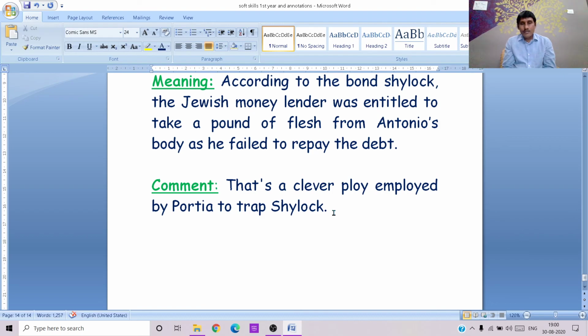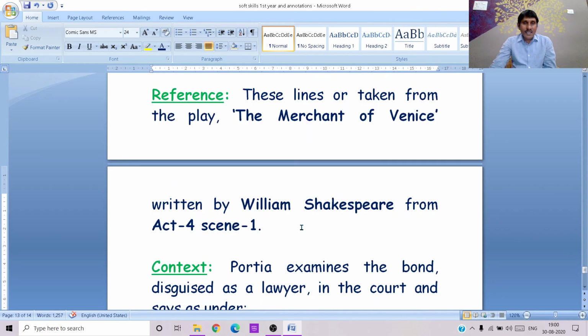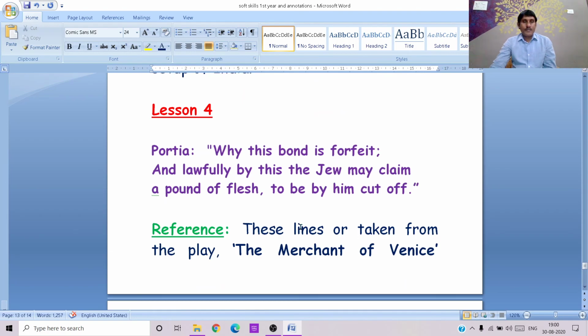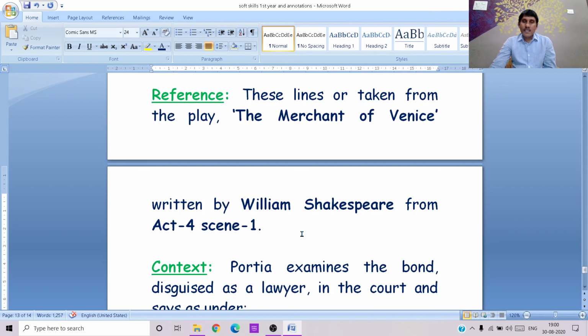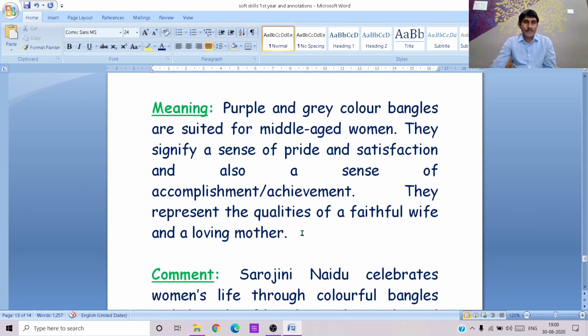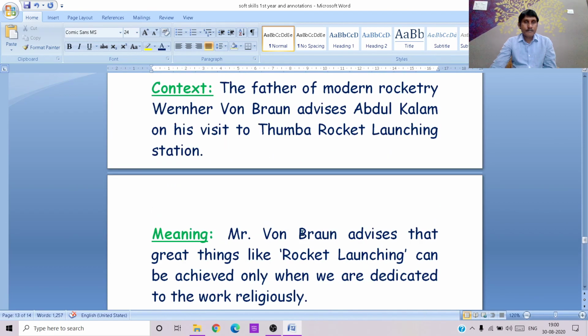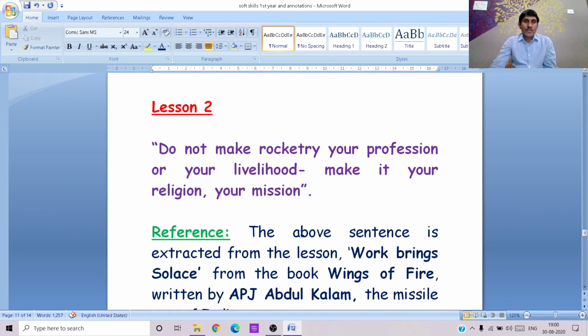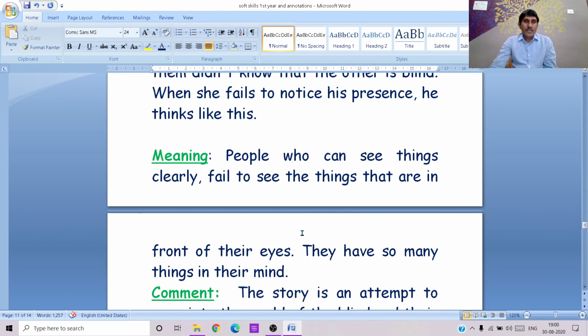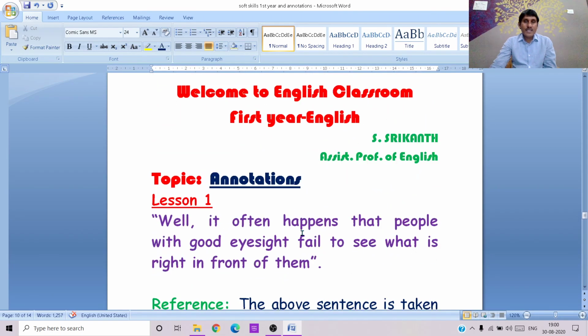So that's how the cunning nature of the greedy moneylender was defeated by the clever Portia. So this is taken from Merchant of Venice, a famous play written by William Shakespeare, one of the greatest playwrights of English literature. So these are the four references to context, or annotations, from your textbook, lesson 1, 2, 3, 4.